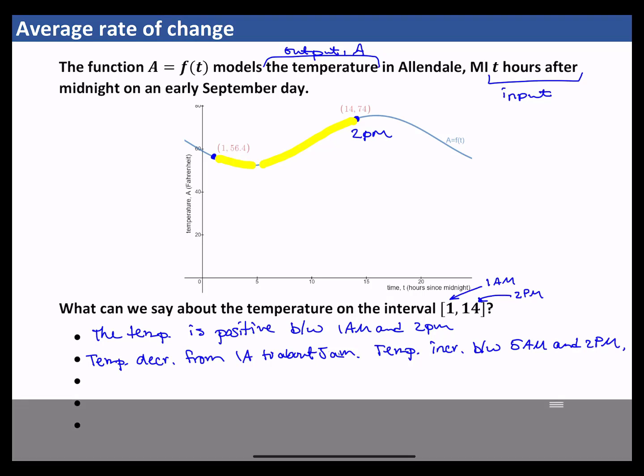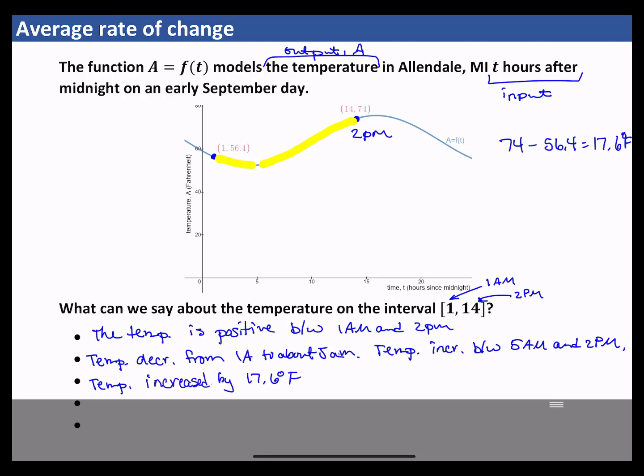Third, we see that the output in this function changed by 17.6 degrees Fahrenheit. Right? If we take the final temperature, 74 degrees Fahrenheit, and subtract the initial temperature on the interval, 56.4 degrees Fahrenheit, we get 17.6 degrees. So that means that the temperature increased by 17.6 degrees Fahrenheit between 1 a.m. and 2 p.m.